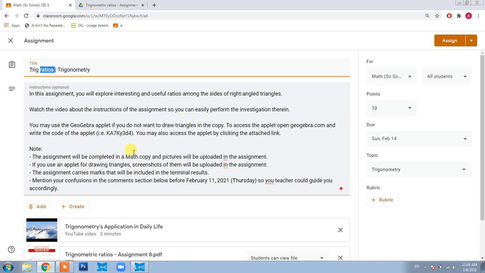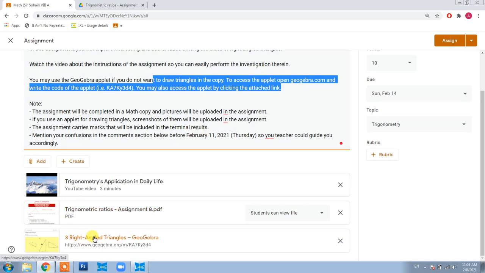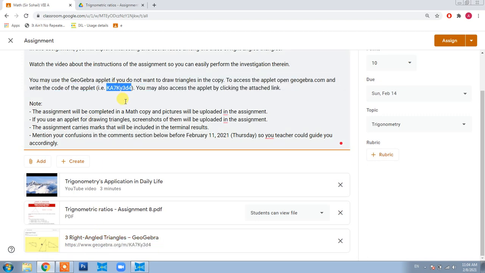Let me just tell you some important points from the instructions before I start discussing the assignments, right? First of all, there is a complete link attached in the assignment. You can click to use this applet for drawing triangles, which is a part of your assignment. I will discuss it later in detail. And you can also use this code on GeoGebra so that you can easily access the resource that you can use for drawing triangles of your requirement.